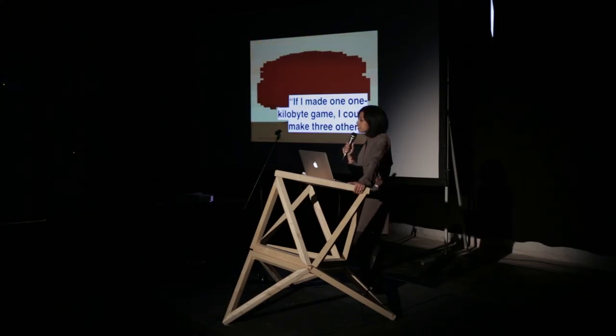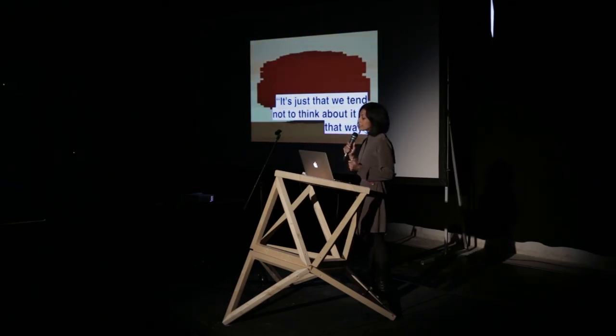Ian Bogost's A Slow Year is similarly intimately tied to the Atari. On developing an Atari game, Ian talked about how space constraints led to the idea of four seasons. He said, "When I had 4 kilobytes, it's a standard-sized ROM. If I made one 1-kilobyte game, I could make 3 others. What kinds of things come in fours? There's not that many of them."